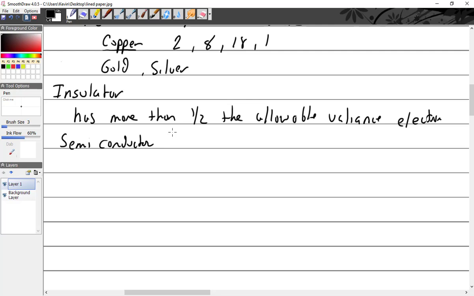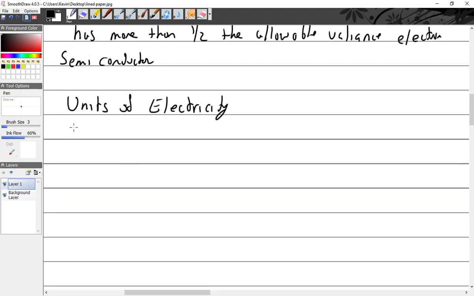All right. We had units of electricity. And what are those units? Current. All right, we'll start with current. And the symbol for current is what? Symbol is I. Okay. What does the I stand for? Intensity.